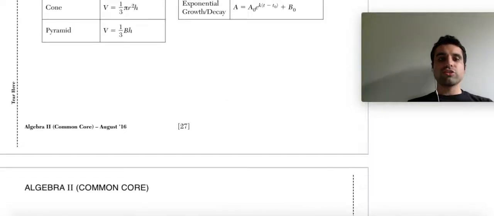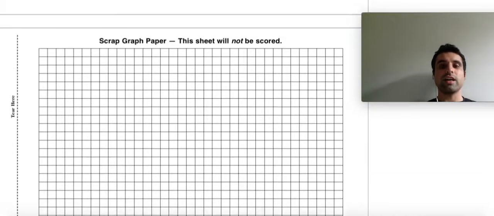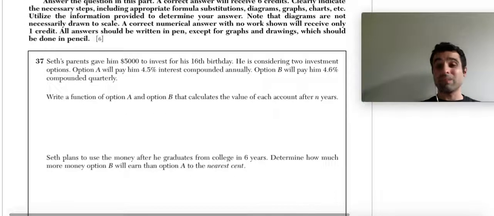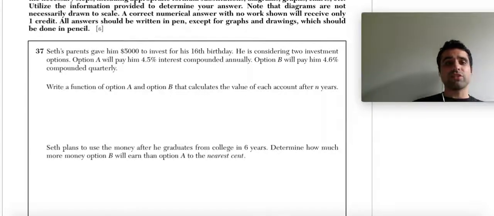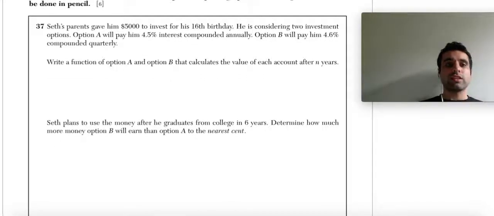And I would encourage you guys not to skip number 37, all right? A lot of people skip the last question or they skip the entire short answer response. That blows my mind. Don't do that, guys, all right? Give yourself every possible chance to succeed, okay?